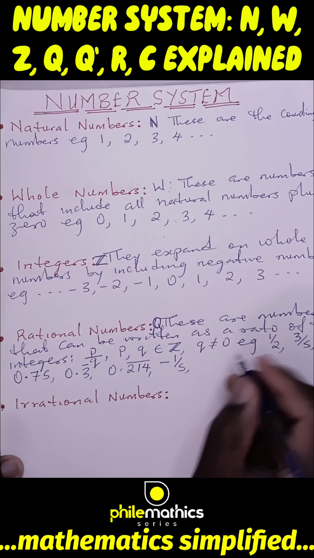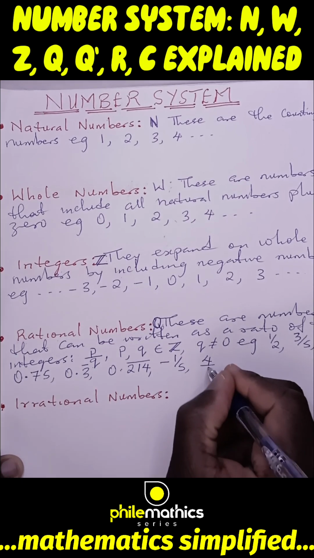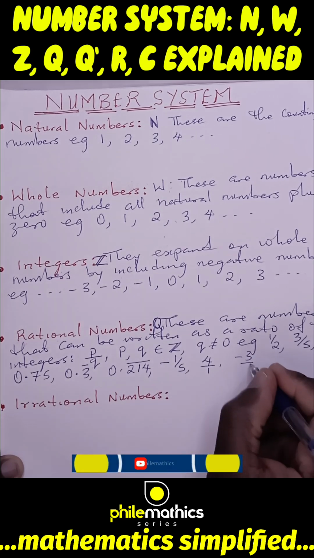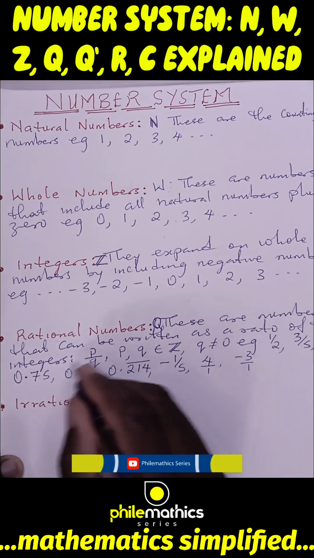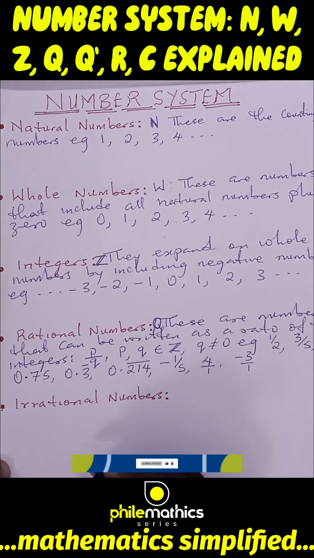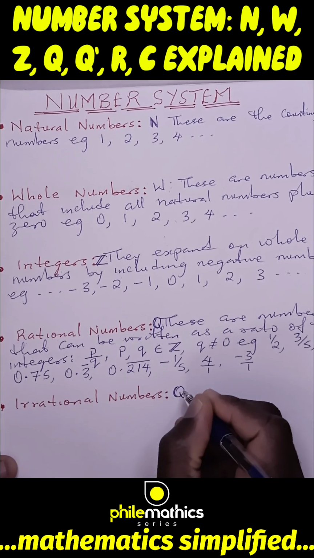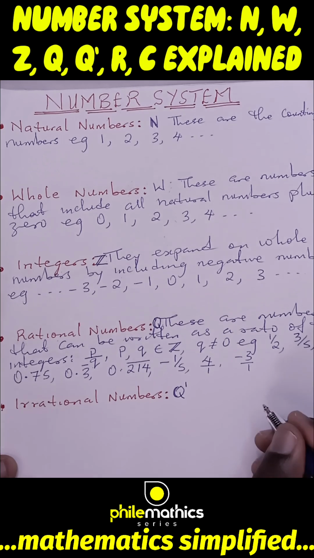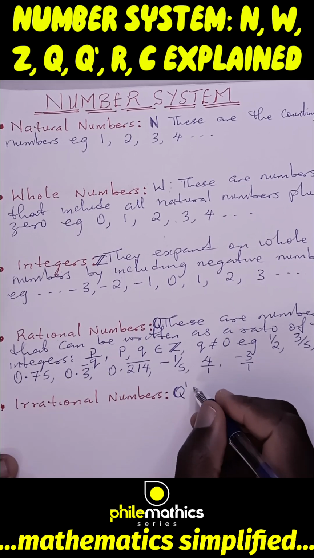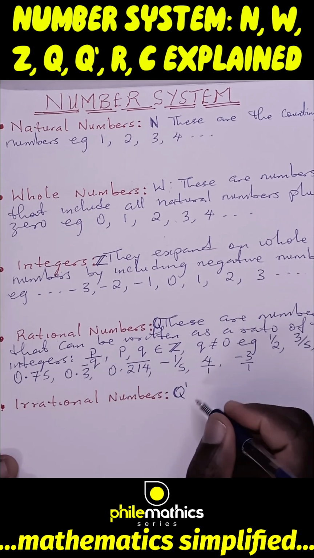Even integers are part of rational numbers. 4 is a rational number because it can be written as 4 over 1. Minus 3 is a rational number because it can be written as minus 3 over 1. So these are examples of rational numbers. The next is irrational numbers. The symbol is Q prime or Q complement. So numbers that cannot be written as a ratio of two integers are called irrational numbers.